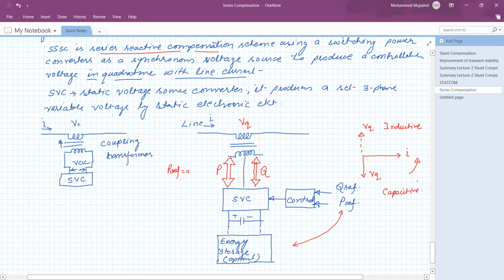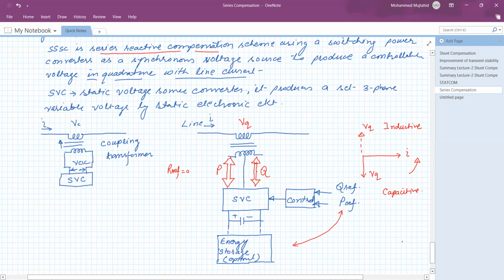So what is the advantage? The advantage is that with the help of a switching converter type series compensation, that is called a static synchronous series compensator, it serves to inject the capacitive reactive power as well as the inductive reactive power. And if the energy storage system is connected with the SVC, then it is also going to deliver or consume the active power. So it is just like a STATCOM, which we have already discussed in the shunt compensation.